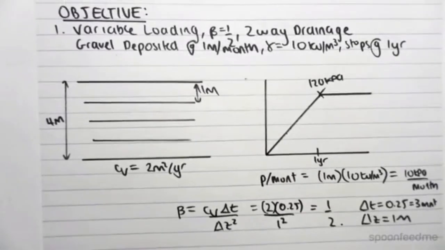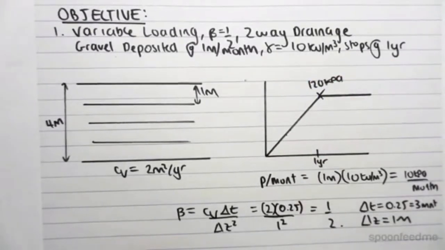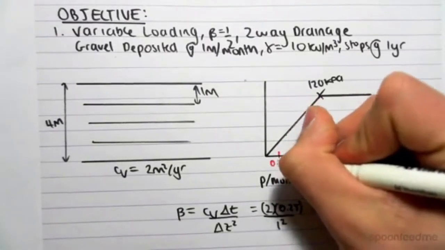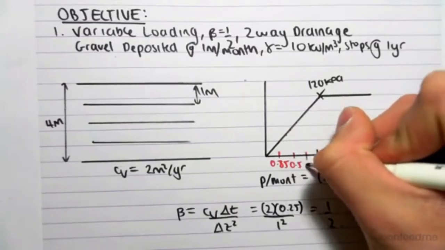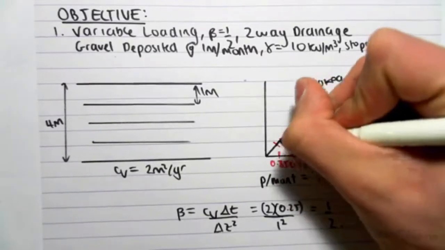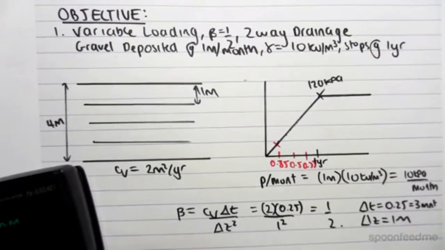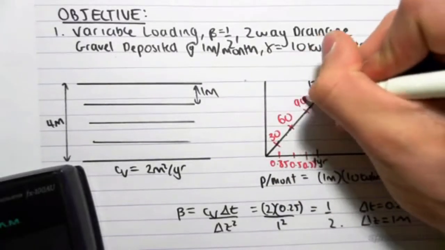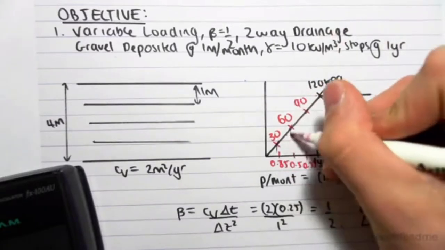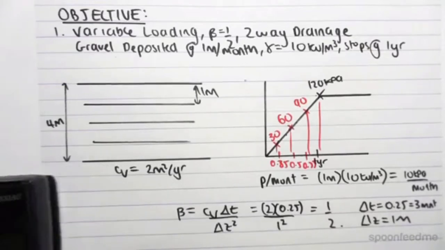So what we can do now is find the stress at any one of these points. We're concerned about 0.25, which is 3 months, 0.5 and 0.75. So at 0.25, which is 3 months, we would go 10 kPa per month times 3 months would be 30 kPa. This similarly would be 60, this would be 90, and that would be 120. So we've found the stress at every single point we're interested in for our increment of time.